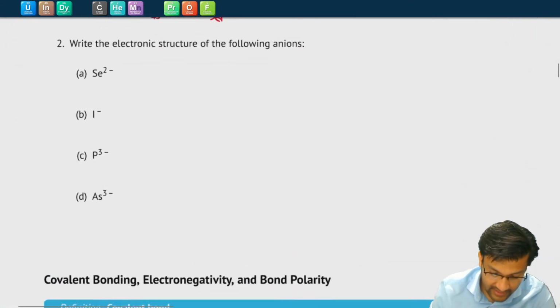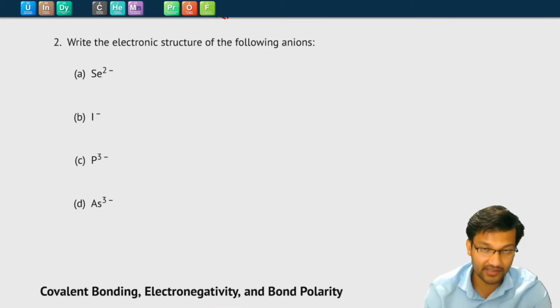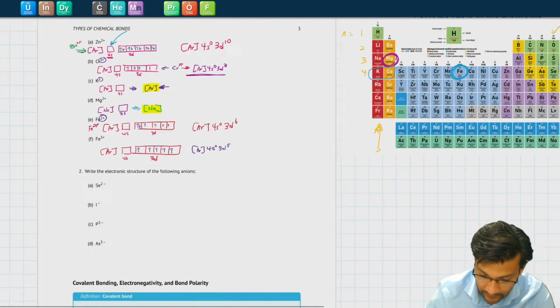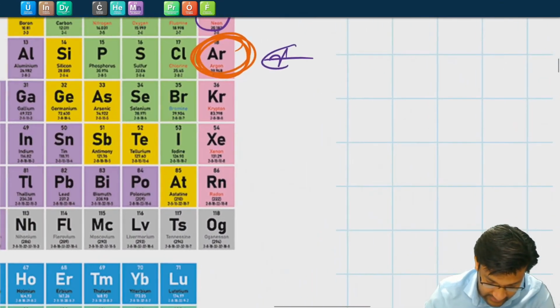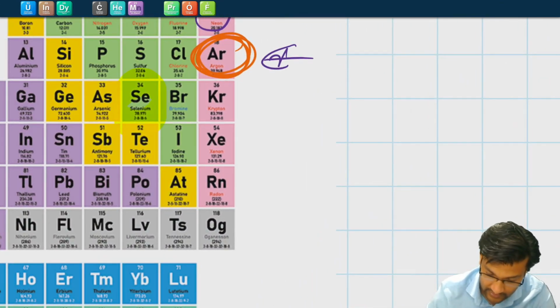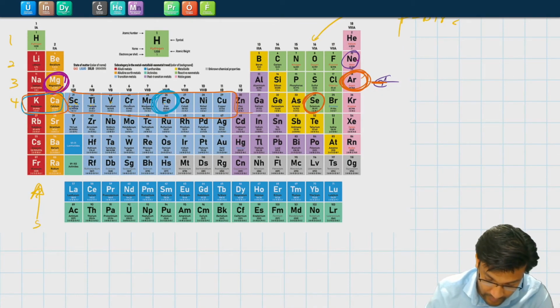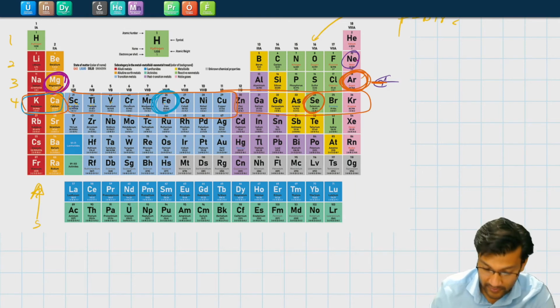Okay, let's look at anions, and you might imagine that it's the same process. So let's look at selenium 2 minus. Selenium is here in the periodic table. So we'll start with argon, right? Then we'll have the 4s orbitals, then the 3d orbitals, then the 4p orbitals, right? That's how we label those.